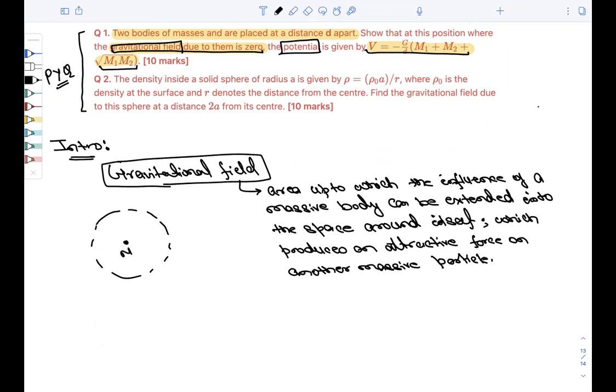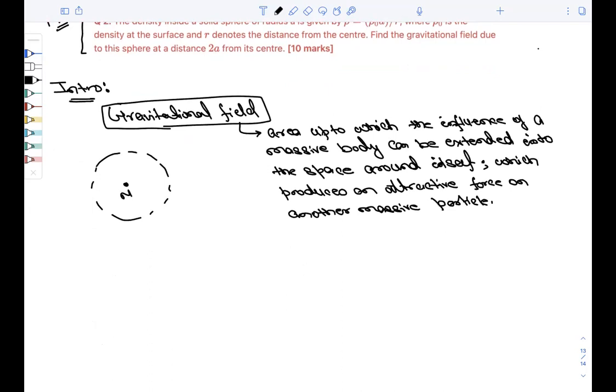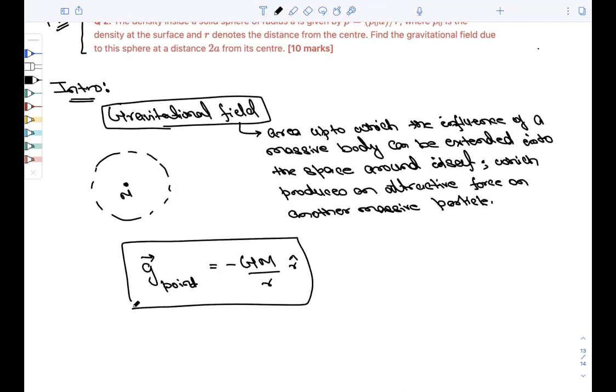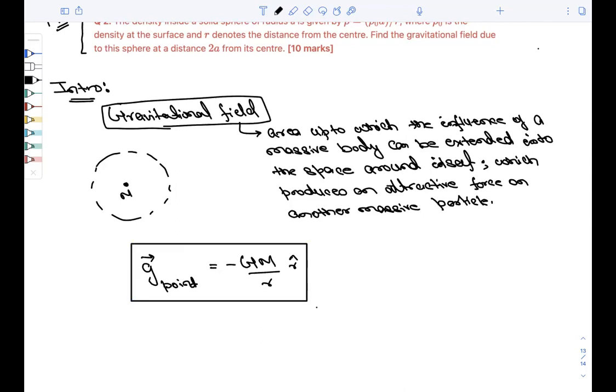You should know that the gravitational field due to a point object can be simply written as minus GM by r cap, where g is the gravitational field due to the mass point, M is the mass of the particle, G is the gravitational constant, and r is the distance from that massive point to the point in space. Let's say this is the r. If you show it like this, that will be sufficient.